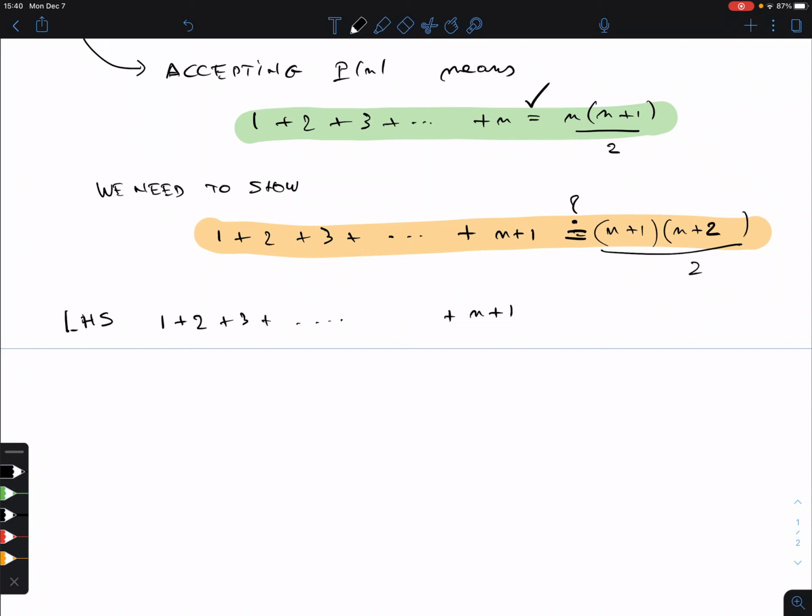Let me put it like that, n plus 1. What was the one just before that? n, right? What is the difference between this expression and this expression? There's just one more term, namely this term. So n plus 1 here is the next value for n. So the previous one was n.